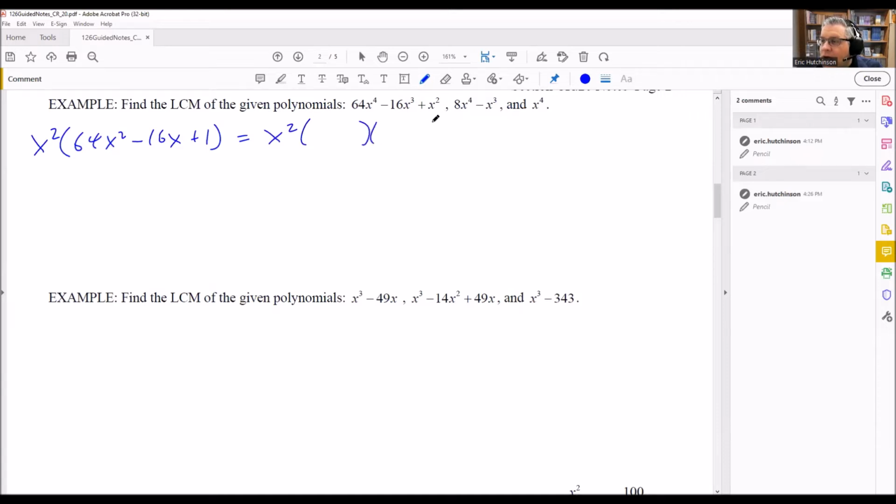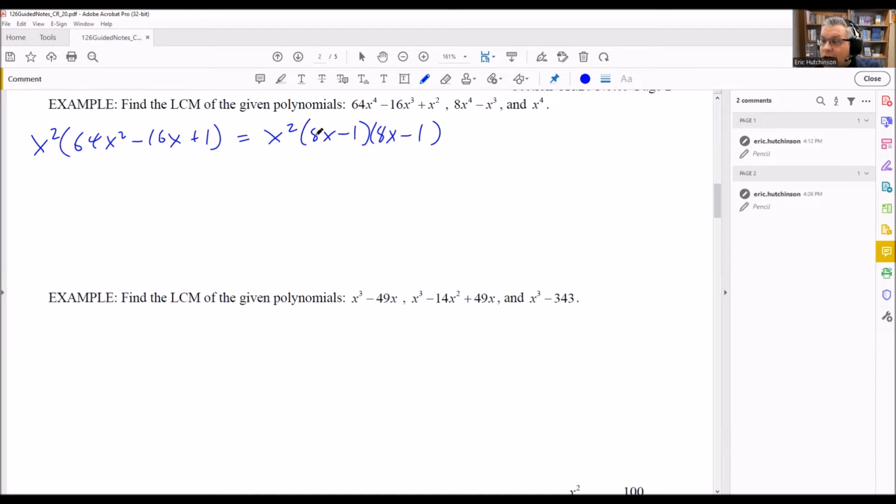So we're going to do this by the trial and error method. Here we're going to do 8x and 8x. We'll start with that for 64x squared. Now the one in here, there can only be one possibility, so I'll just put the ones in there. These would have to be negative to get the negative 16x.